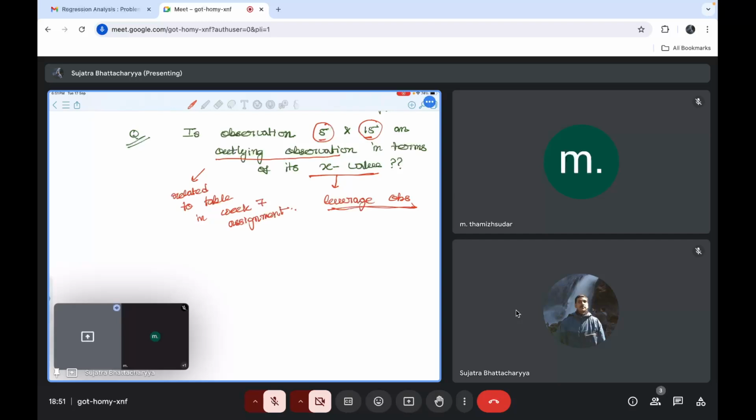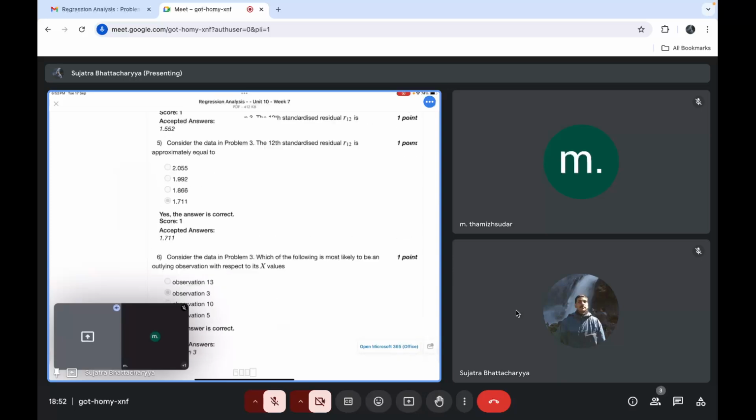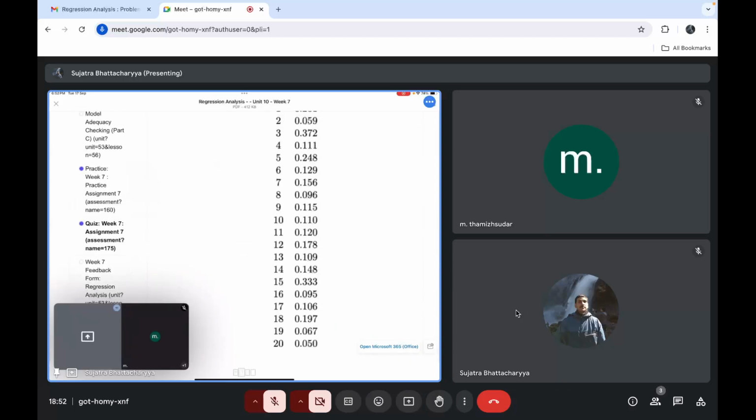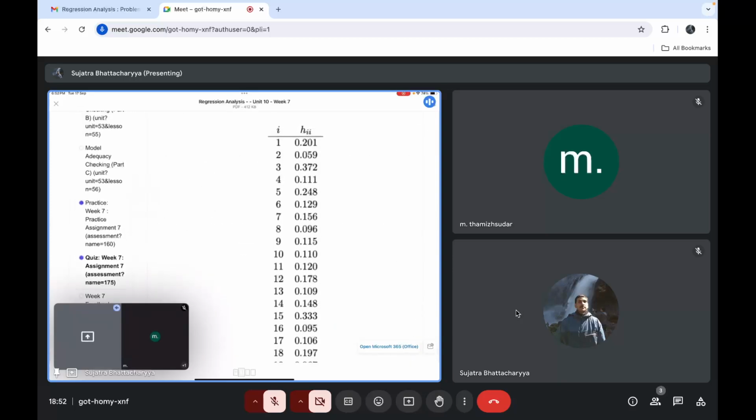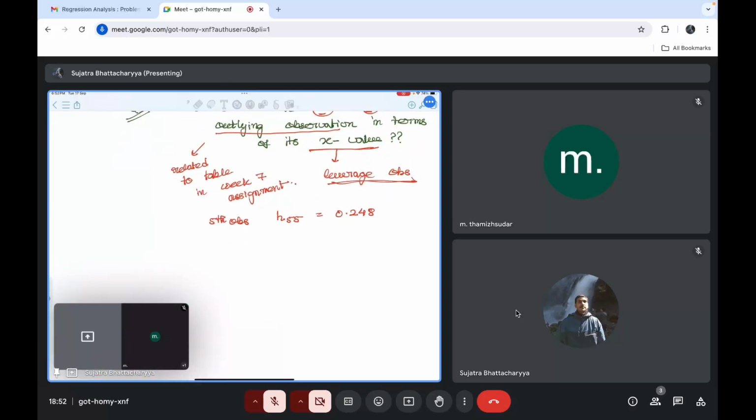Okay, so if you look at the fifth observation, you find that h55 is 0.248. Let me check it once more. Just a minute. So this is actually corresponding to this table. See, the fifth observation is 0.248. Let me check the 15th one, 0.333. Okay, let's go ahead. So the fifth observation is 0.248.